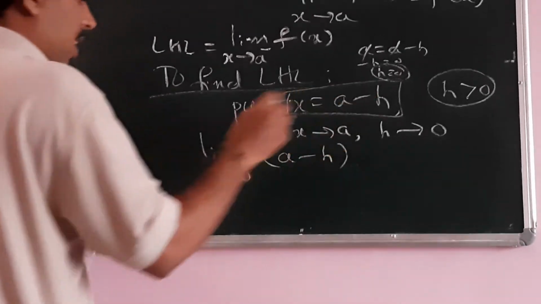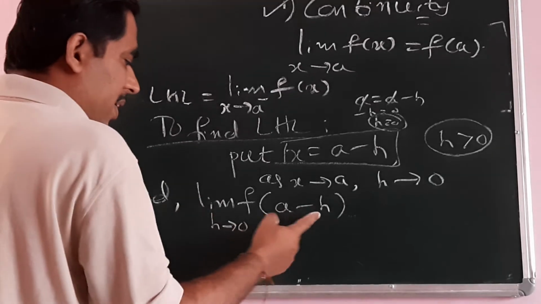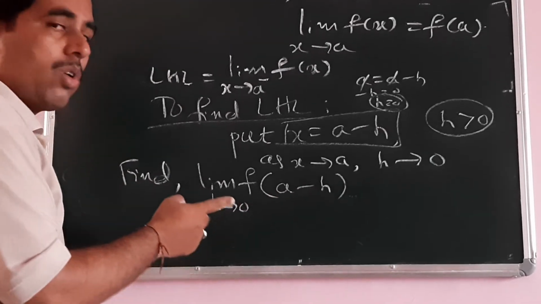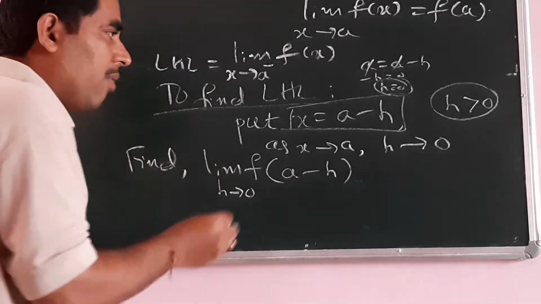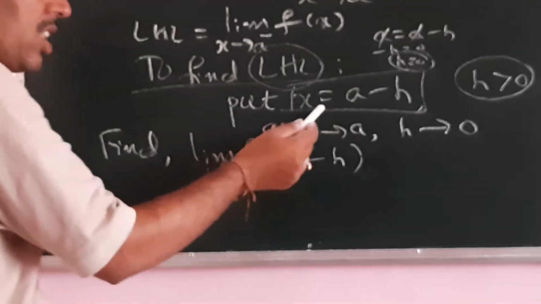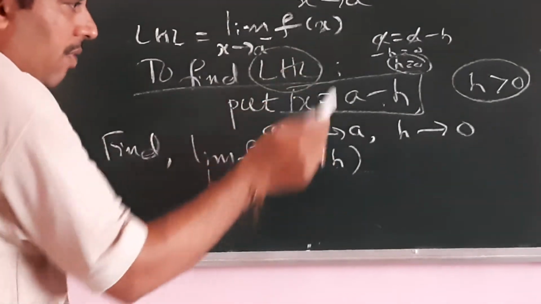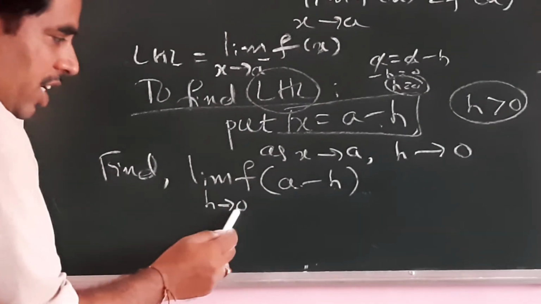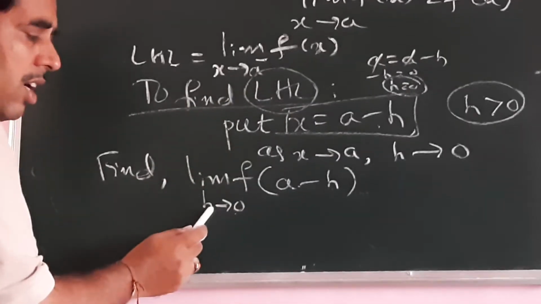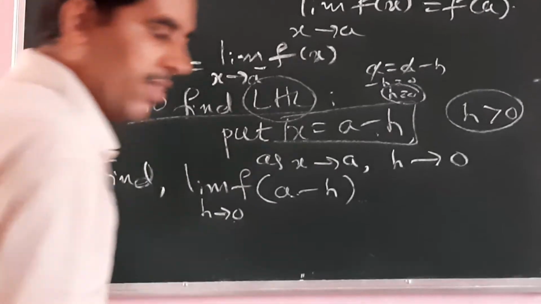So put x is equal to a minus h and find this limit of f of a minus h as h tends to 0. We have to follow this procedure whenever we are required to find the left hand limit. Put x is equal to a minus h and substitute here in f, instead of x put a minus h, as h tends to 0. So here x tends to a converts to h tends to 0. This procedure is followed to find the left hand limit.